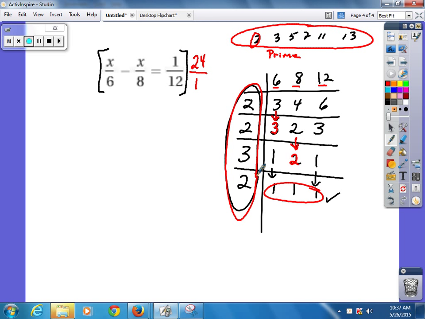So, baby step, 24 over 1, 24 over 1, 24 over 1.